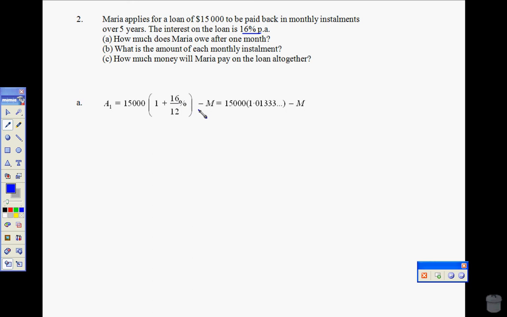And then we're going to make a repayment. So she's had interest calculated on the 15,000, she makes a repayment. It's going to look something like that. That's what your decimal is going to be for the 1 plus the 16 on 12, and it's minus M. So that's what she owes. The next part we want to do is, what is the amount of each monthly installment? So we want to work out the value of M.